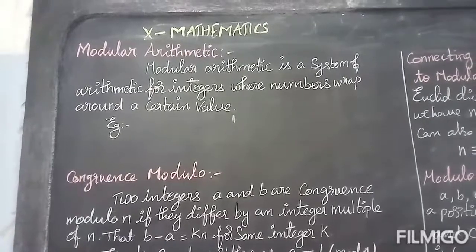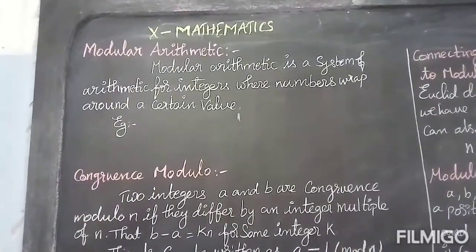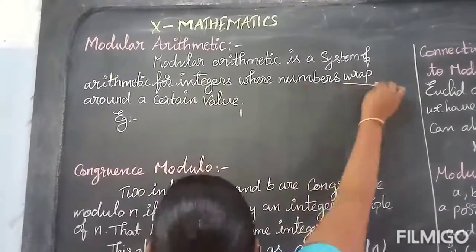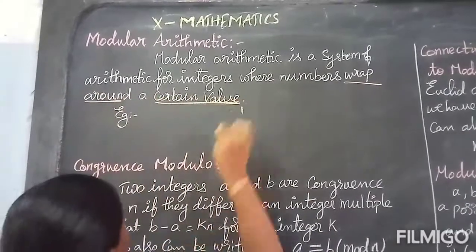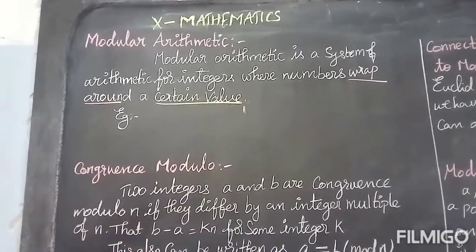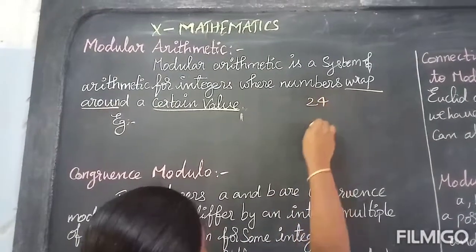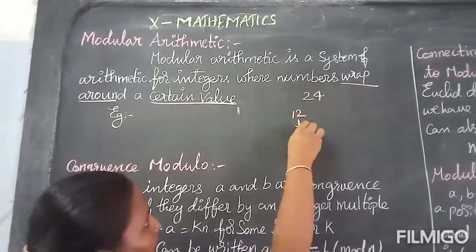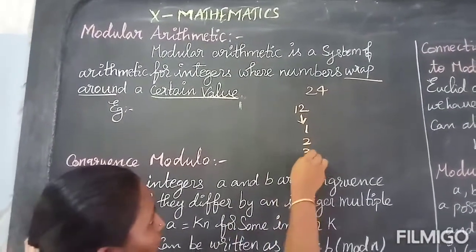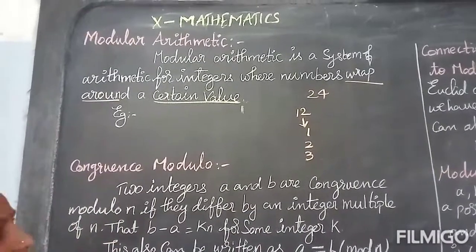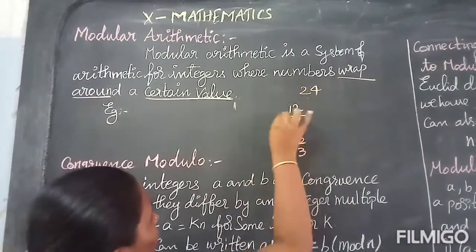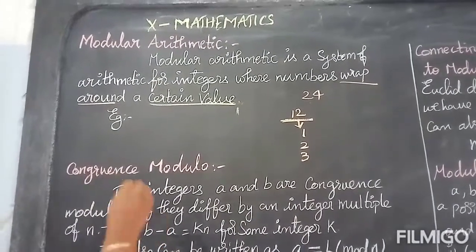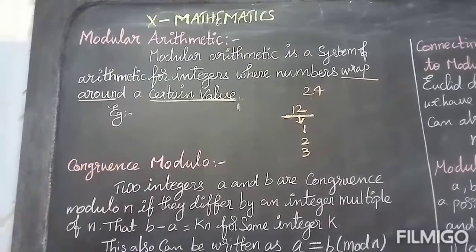Topic: we are going to see modular arithmetic. Modular arithmetic is a system of arithmetic for integers where the numbers wrap around a certain value. So consider, how many hours per day? We have 24 hours, but we are considering only 12 hours. After 12, what are we saying? 1 o'clock, 2 o'clock, 3 o'clock. Like that only we are saying, no? But in a day we have 24 hours. So at a certain value we are wrapping, isn't it? So this system of arithmetic is called modular arithmetic.